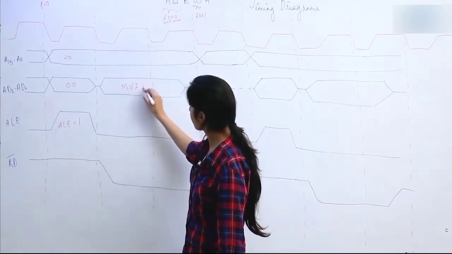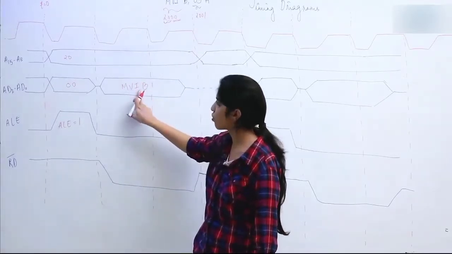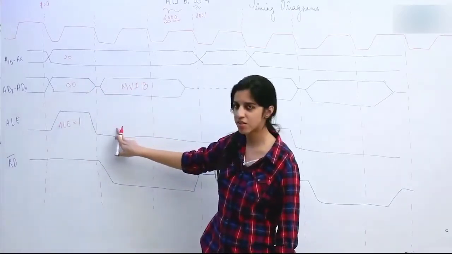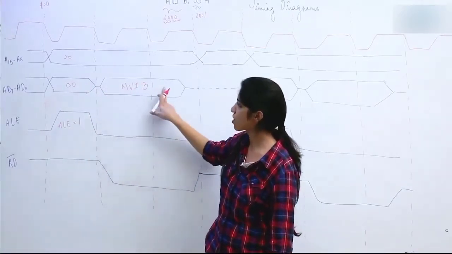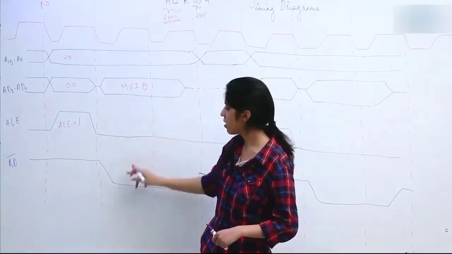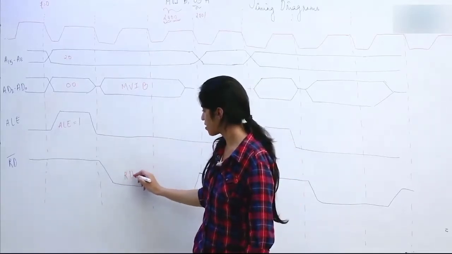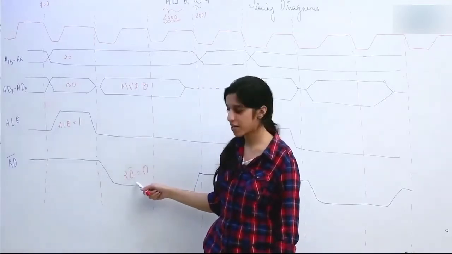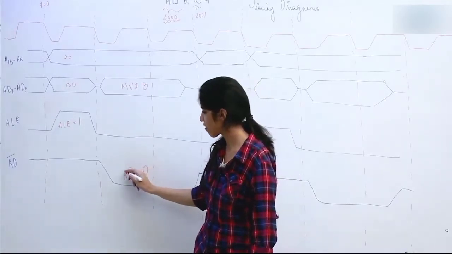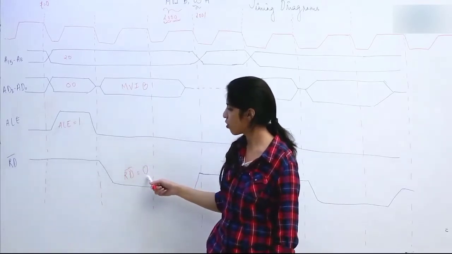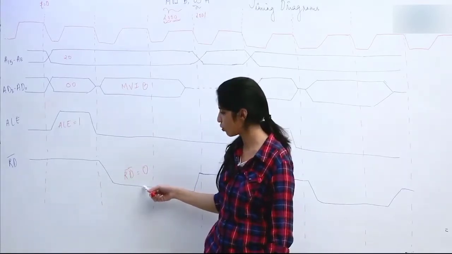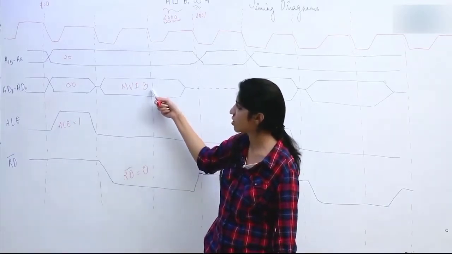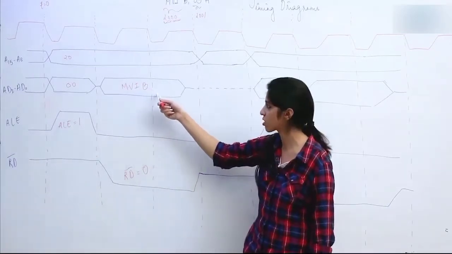MVI B gets loaded on this data bus. Now this bus is behaving as a data bus, since ALE is 0, ALE is low. Now we make read bar 0. Since read bar has a bar, when it is 0, that means this line is going to work. What does this mean? We are going to read this instruction. The processor has read this instruction.